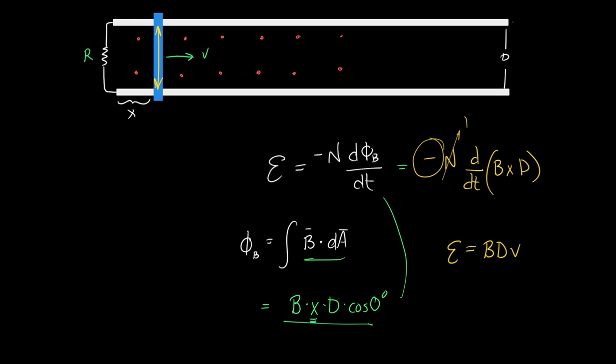So if science was ruled by majority, then we would say down, because that's what all of you said. The flux out of the loop is increasing. That has to generate a current that will produce a magnetic field into the loop to try and oppose the change. So that would have to be a current that is downwards. Good job.